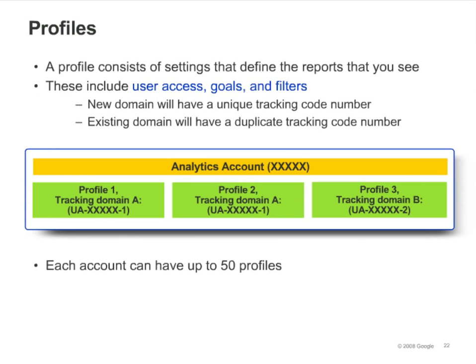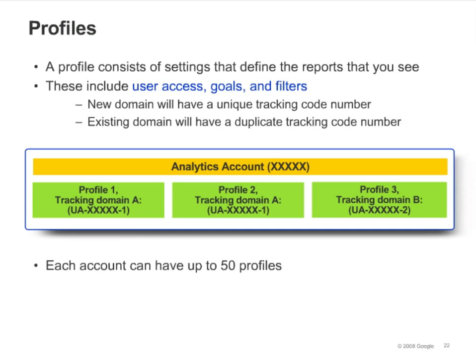A profile consists of settings that define the reports that you see. These include user access, goals, and filter settings. When you create a profile, you have the option of creating a profile for a new domain or an existing domain. Here's a schematic showing an analytics account with 3 profiles. The first 2 profiles are tracking domain A, and the third profile is tracking domain B.